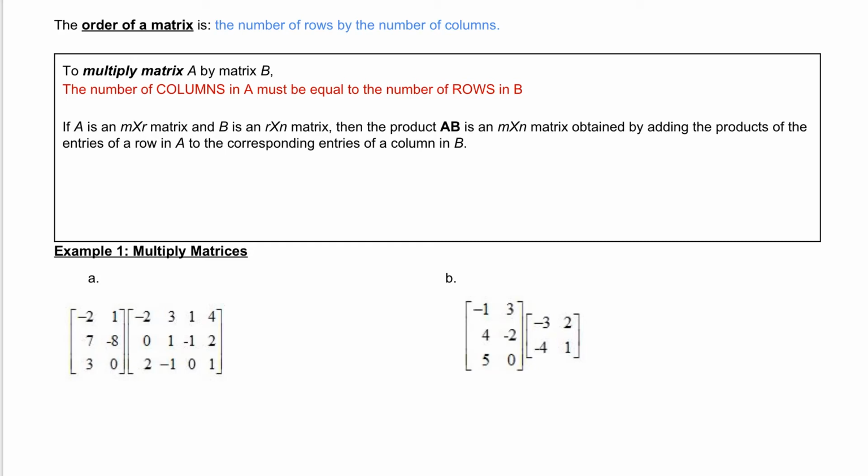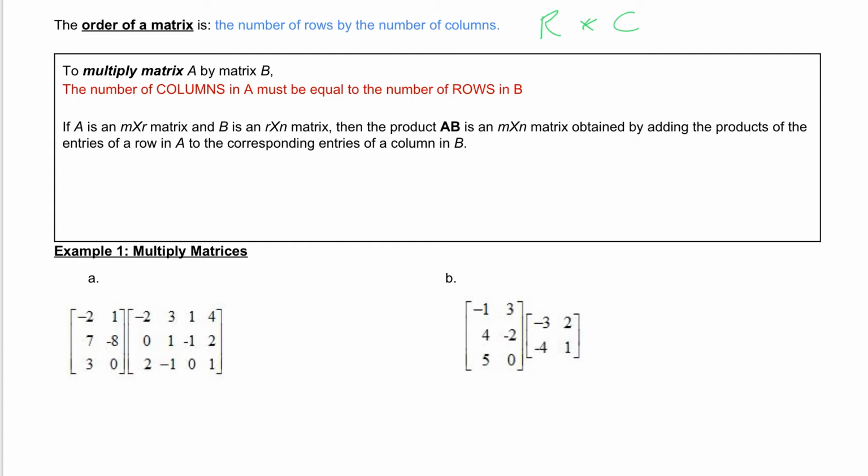In this day of notes, we're going to talk about multiplying matrices. In order to multiply matrices, you need to understand what the order of a matrix is. The order of a matrix is the number of rows by the number of columns. So you always mention the rows first and then the columns.